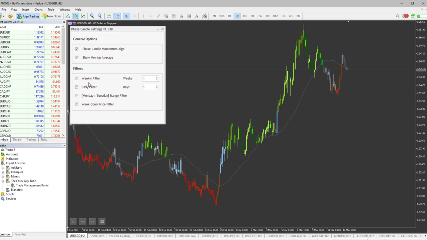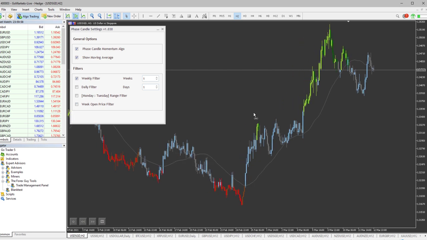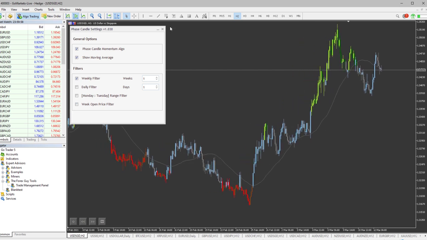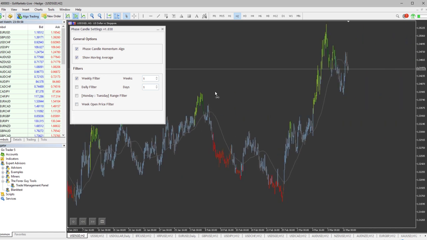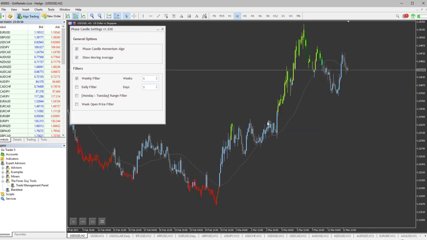So we have some filters here, which I've been using, and they've been pretty good. This weekly filter especially. So if we click this weekly filter, you could see a lot of candles get shut off there and filtered out into neutral. And we really start to filter out some interesting price action in the market now.